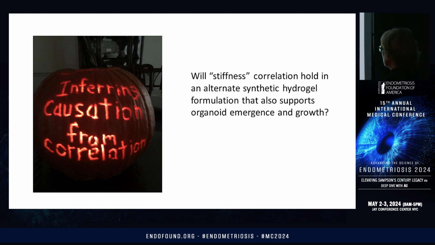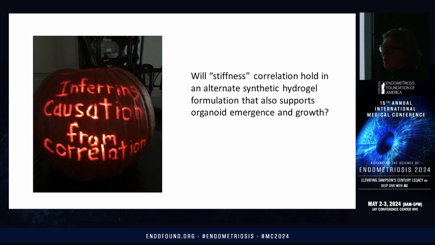So I'm giving you the initial set, but I am someone, you always worry that what you're seeing with this stiffness is due to a particular feature of the matrix that's simply correlating with stiffness and not the true molecular structure. So we asked, this is actually my Halloween pumpkin.